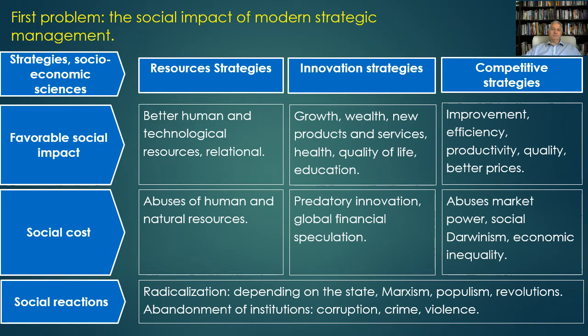As the EVA unveils, it is not enough to do things right. We have to do better than others, because otherwise we destroy economic value. And this leads us into extinction. This struggle to survive has unquestionable positive social effects, as you can see here. Resource strategies lead to better human and technological resources. Innovation strategies lead to growth, wealth, new products and services, better health, better quality of life, better education, and so on. Competitive strategies lead to improvement, efficiency, productivity, quality, better prices. However, it has social cost, as you can see here.